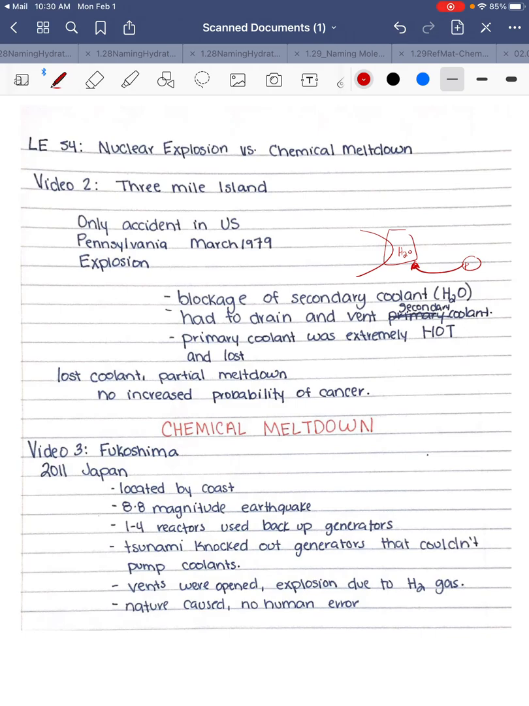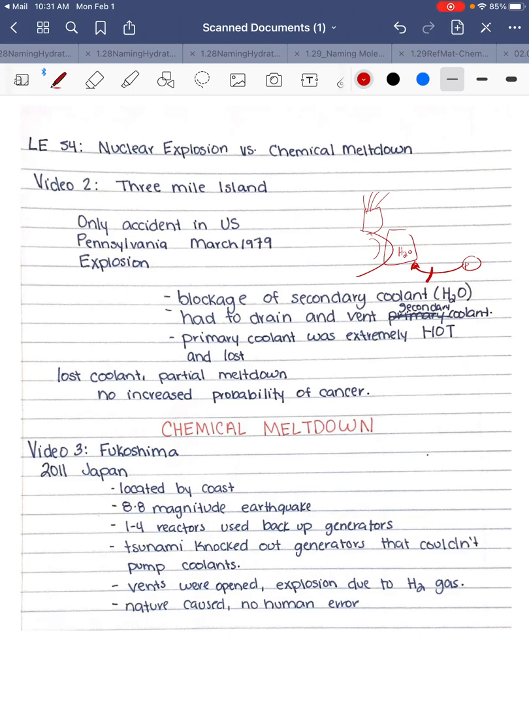There is a blockage. So what they had to do is drain the secondary coolant. They had to drain it. They're trying to fix the blockage. While they're trying to fix the blockage, obviously your primary coolant, which is here your boric acid, is going to get very hot. So they had to open up a vent. Again, what they're trying to do is make it cooler, because this is a very strong, very exothermic reaction. So they're trying to vent it, but unfortunately that primary coolant, your boric acid, became too hot. It became too hot. They started losing the coolant, and there was a partial meltdown.